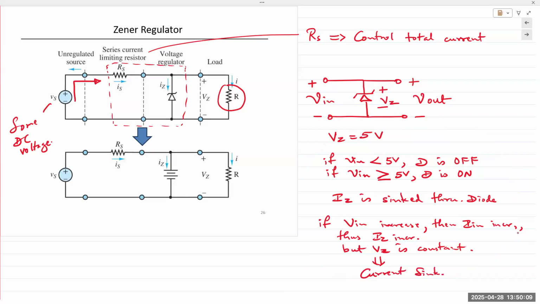And then once it turns on, it behaves like a constant voltage source. It's providing a constant voltage at the output with the polarity as shown, plus at the top, minus at the bottom, and acts as a current sink.